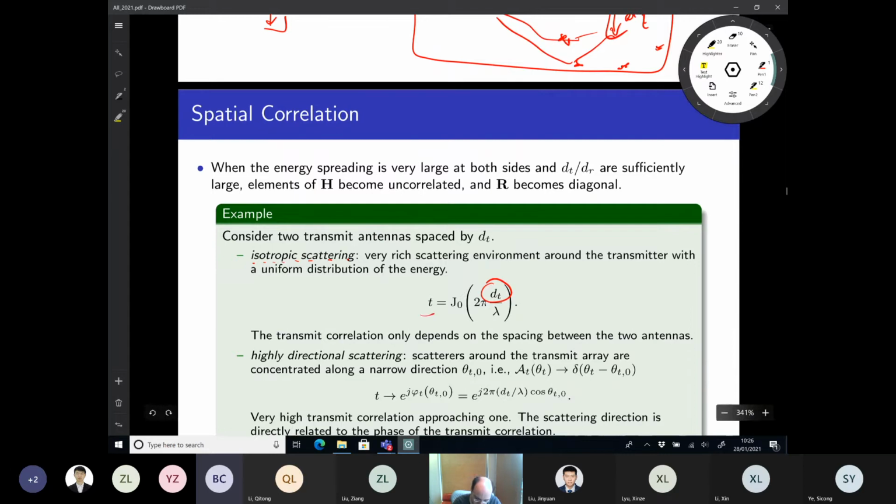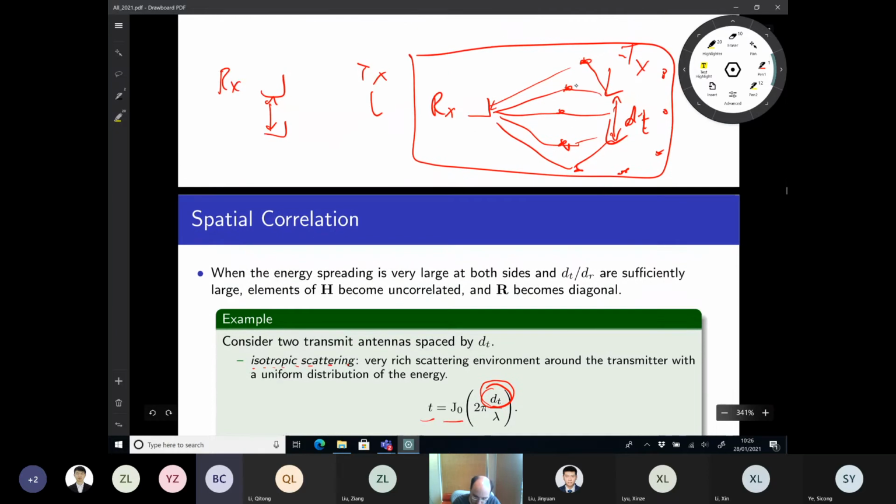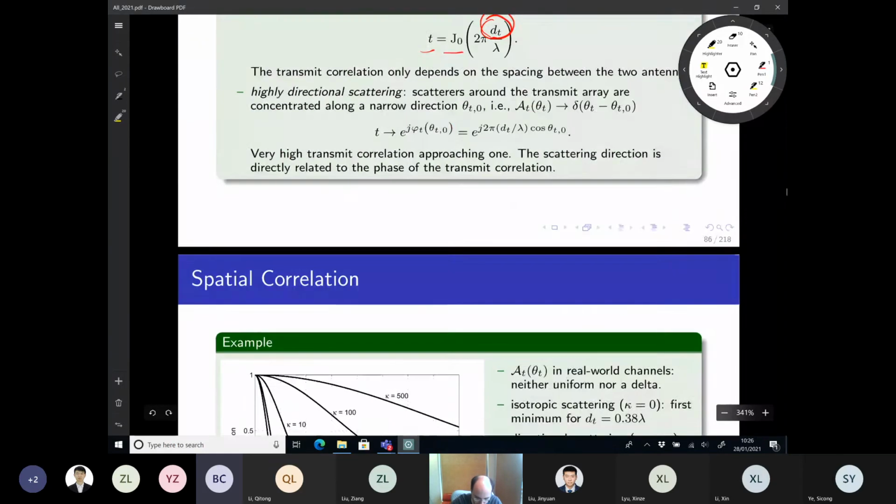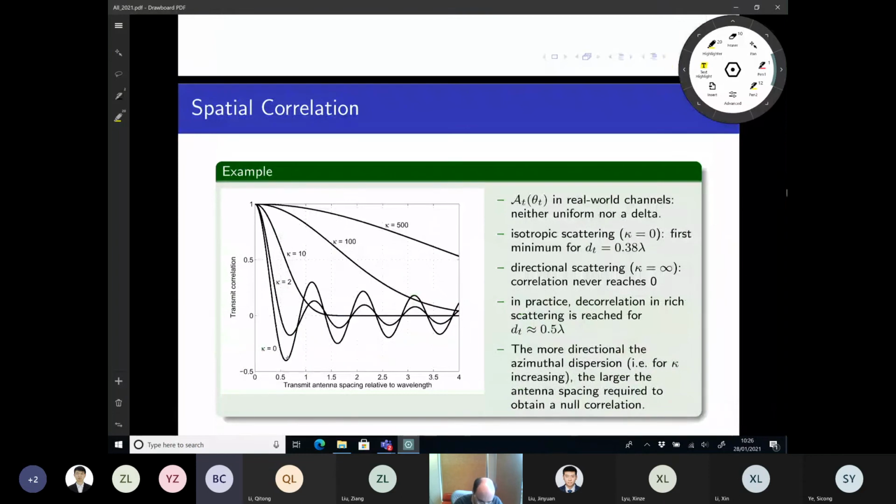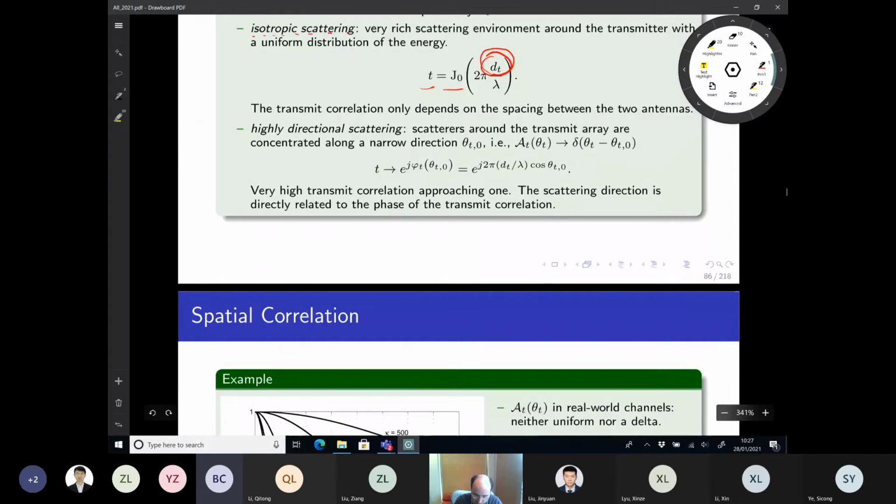So you can show that the transmit correlation actually is written as a Bessel function that is a function of your distance. If you have large scattering, the argument will be the distance between the two antennas. And if you think about the Bessel function, it is decreasing as the argument increases, but with some form of fluctuation, right? So let me show you right away what this is. This is your Bessel function here. That's the distance, your dt, relative to the wavelength, divided by lambda.